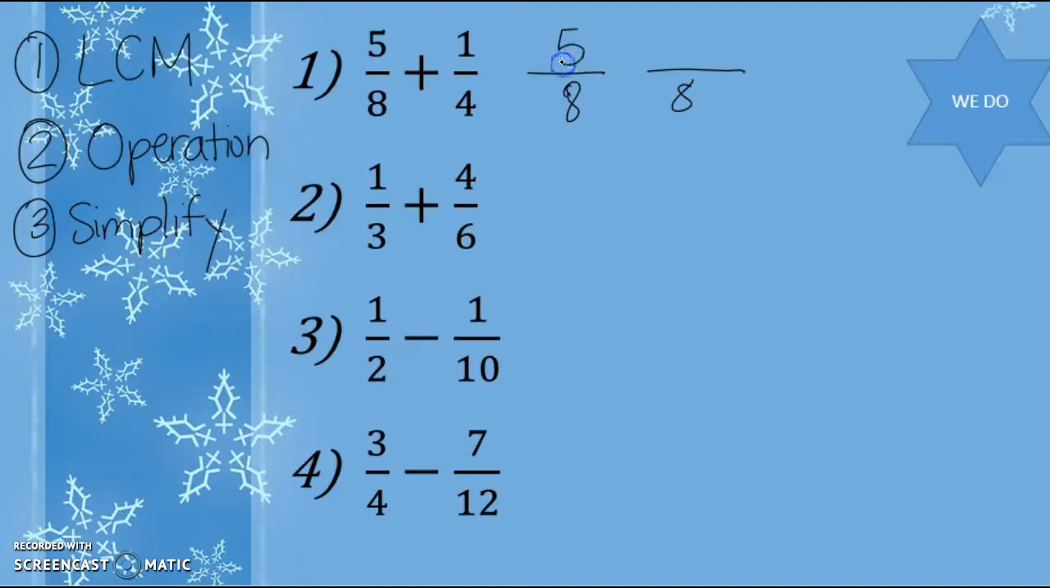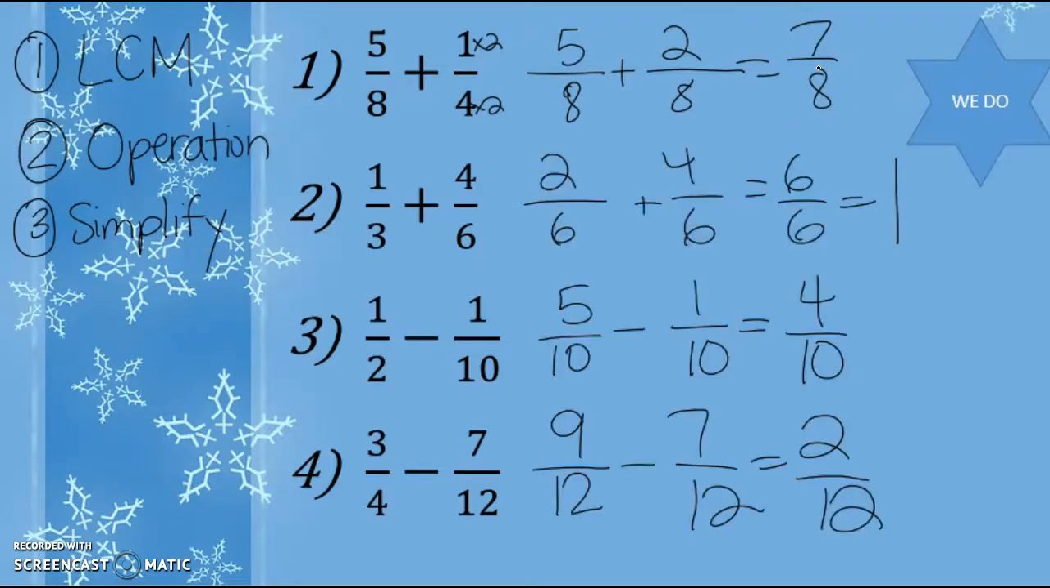So 5/8 can stay the same, but we are going to convert 1/4, or we're going to multiply the denominator by 2, and so we have to multiply the numerator by 2. Can you see how that works there? You probably remember this from 4th grade. So the answer is 7/8, and we're going to keep going. Why don't you pause the video and try a few of these, and then we'll come back.